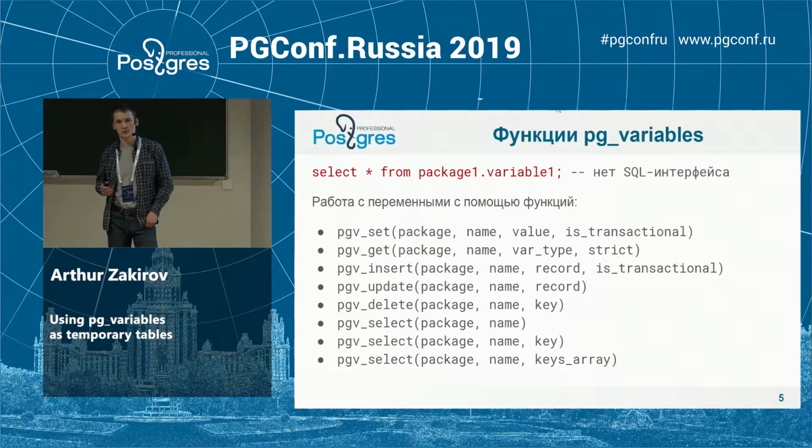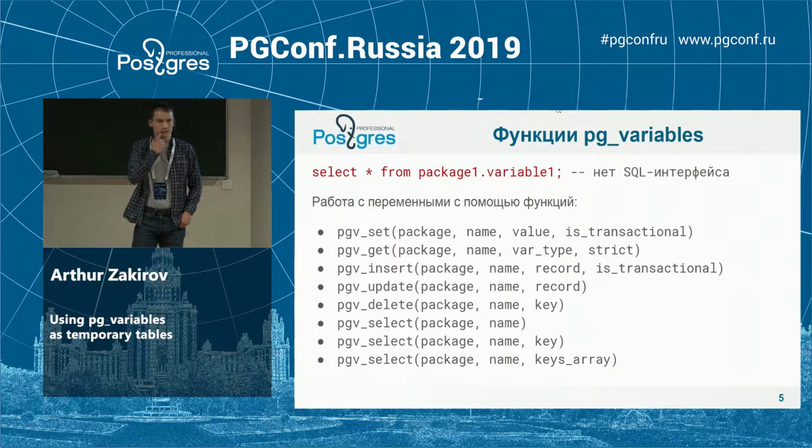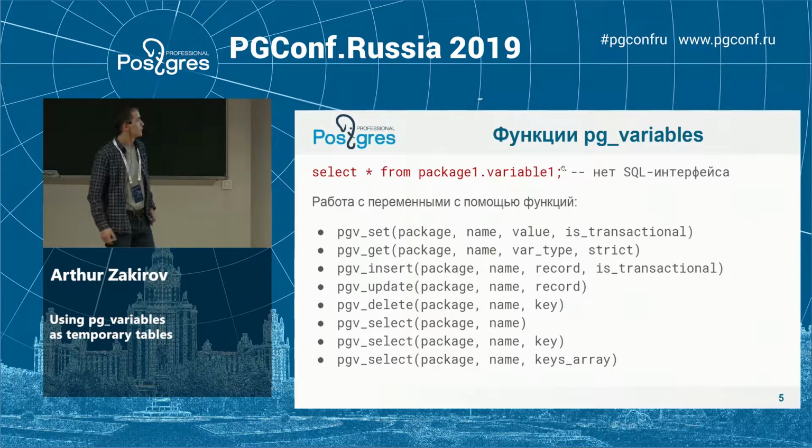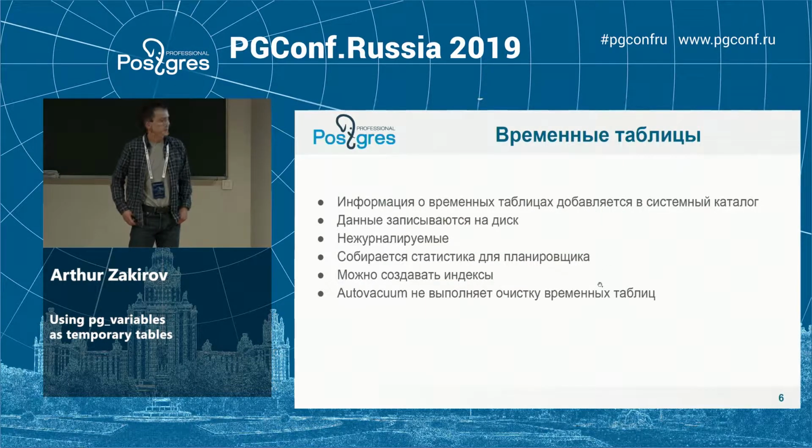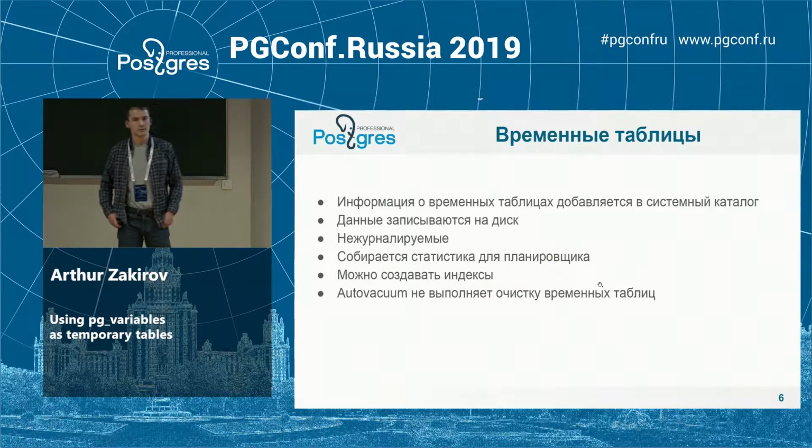There are different functions to work with variables. I wanted to make an SQL interface, but Postgres cannot change syntax. I will not describe the functions; there is a README on GitHub. We also have Russian documentation on our website with a description of the functions.